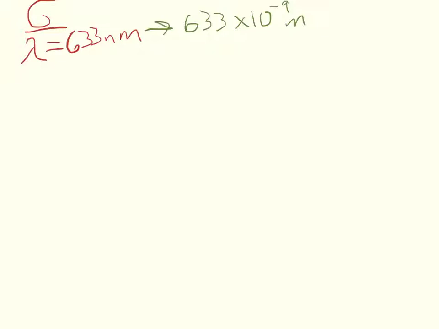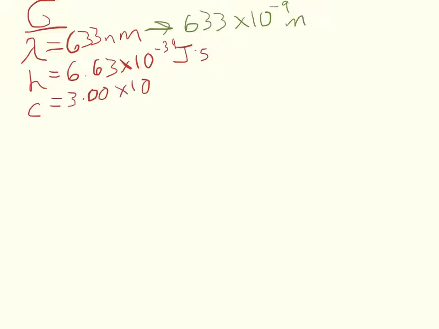Wavelength is the only number they give us in the problem, but the other things that we know are Planck's constant, H, which is 6.63 times 10 to the negative 34th joule seconds. We also know the speed of light, which in this case is going to be 3.00 times 10 to the 8th meters per second. So there are our givens. We go to our unknown, and in this case our unknown is still energy.